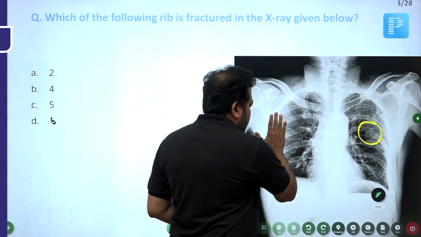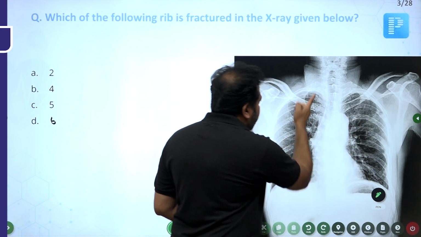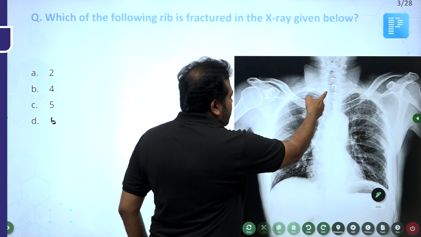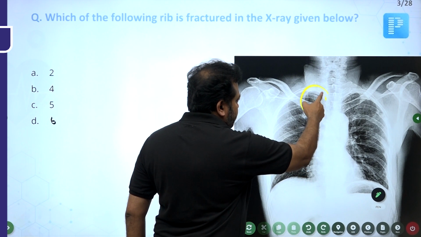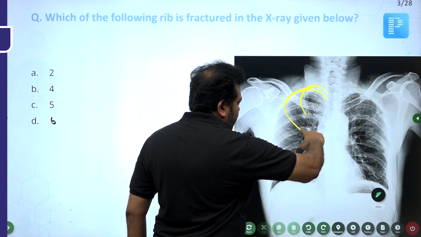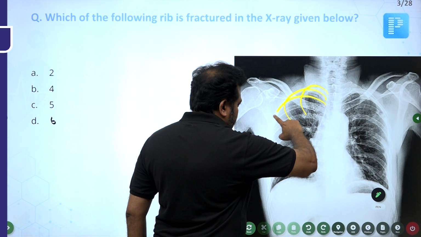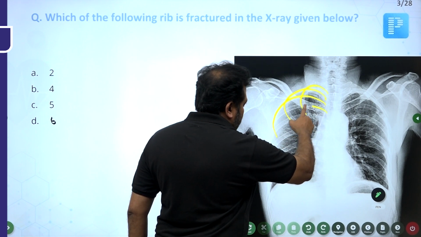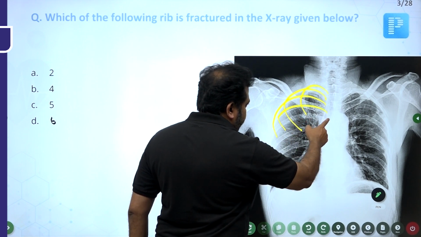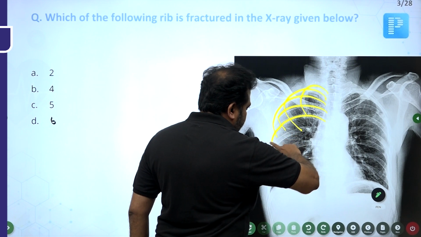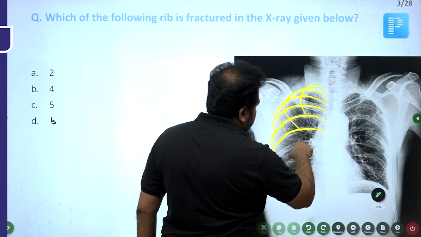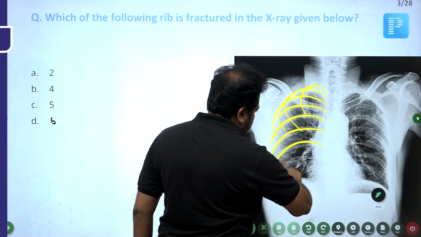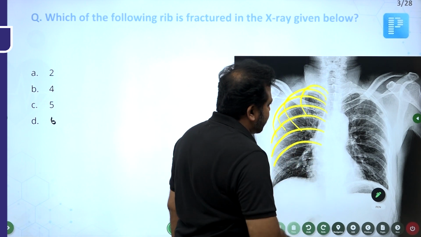I will count from the normal side. How to count ribs: first rib, second rib, third rib, fourth rib, fifth rib, sixth rib. Like that it goes on, 6, 7.